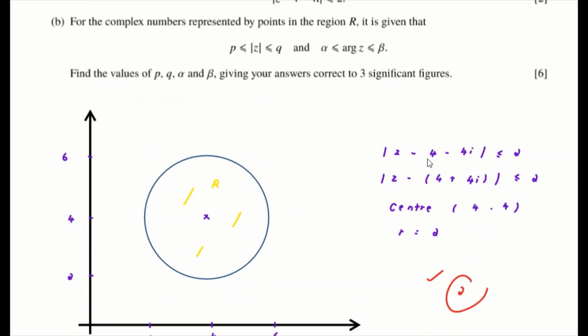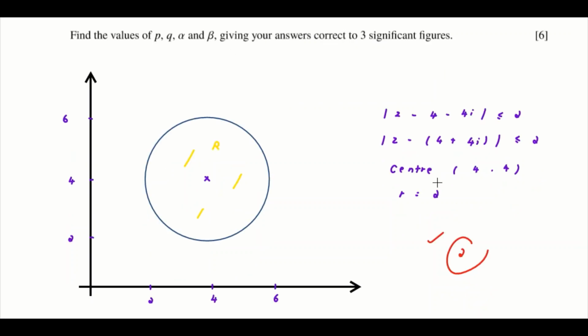For the complex number represented by points in the region R, so this is the region, right? It is given that the modulus of Z will be in between P and Q. Then the argument of Z will be in between alpha and beta. Okay, so let's try to solve the first one first. The idea is actually not very hard, but let me change to another window so that I can draw some lines that will be helpful for your understanding.